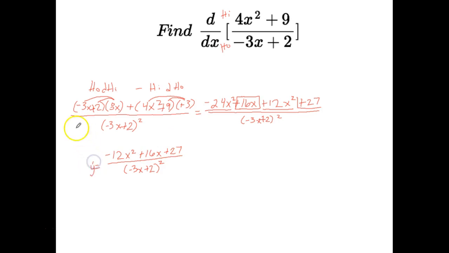And I should have properly labeled this from the start. When I started, I should have said that's my derivative. I just had forgotten. Okay, so there's my derivative. And that cannot be simplified anymore, so I'm going to leave it like that. Okay, let's try a couple more here.